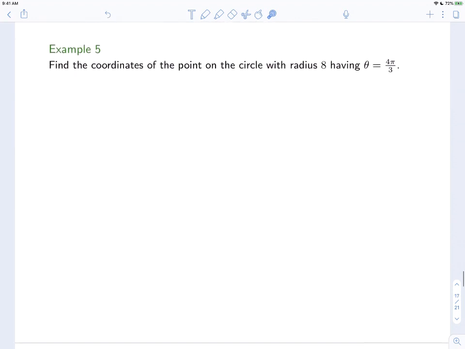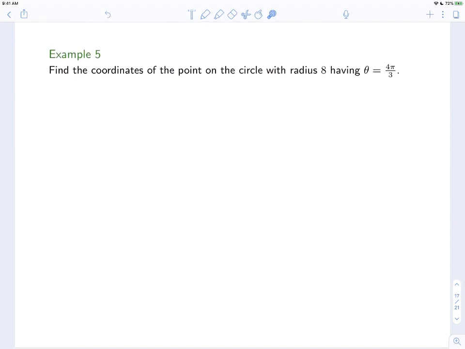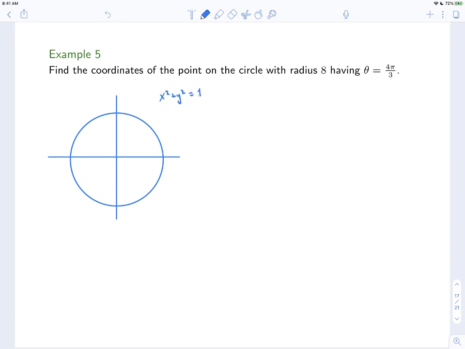Let's look at an example. Find the coordinates of the point on the circle with radius 8 having angle theta equals 4 pi over 3. So the way that we start these problems is we just look at the unit circle. So let's draw a circle, and let's say that this is the unit circle, x squared plus y squared equals 1. Now the circle we're actually interested in has radius 8, but we're going to start with radius 1. And then whatever your answer is, you just multiply it by 8.